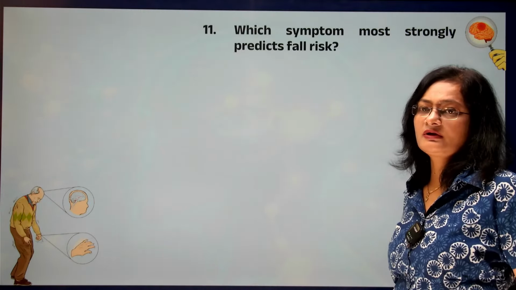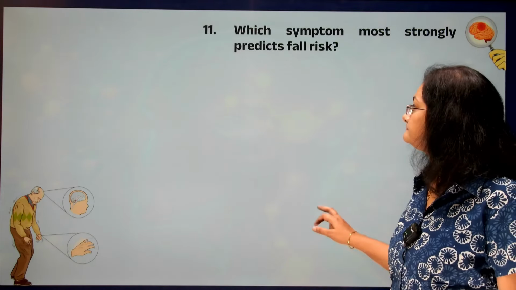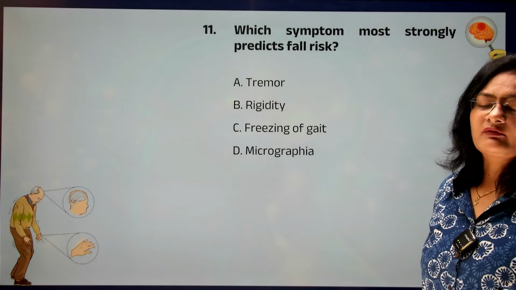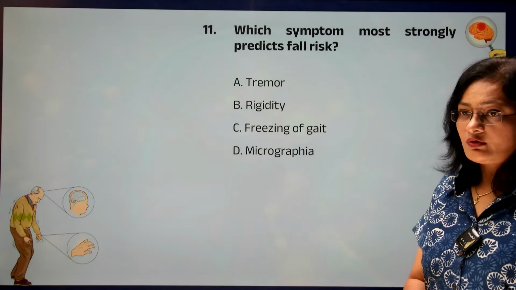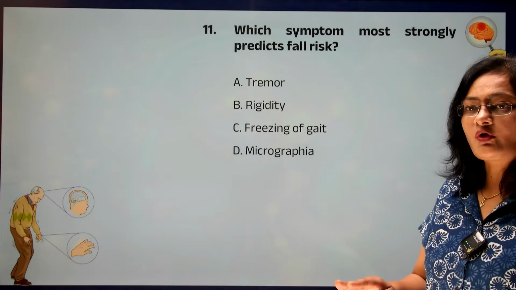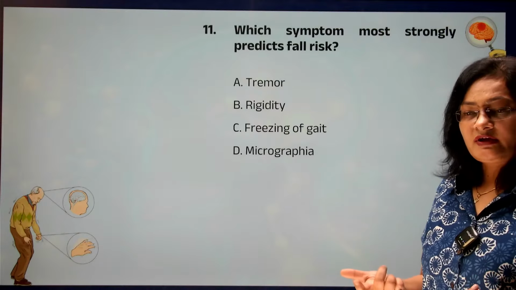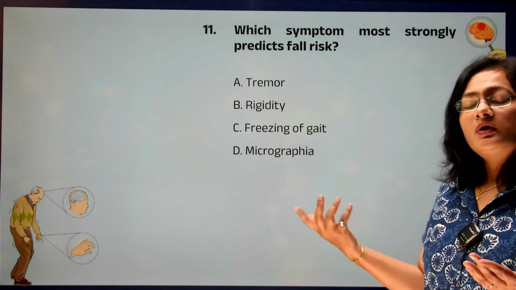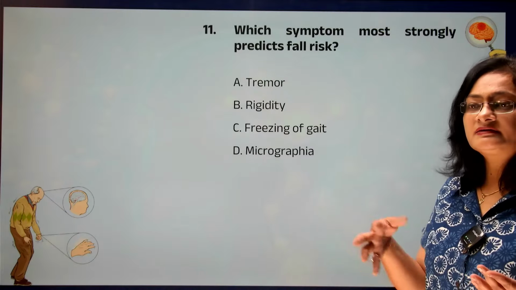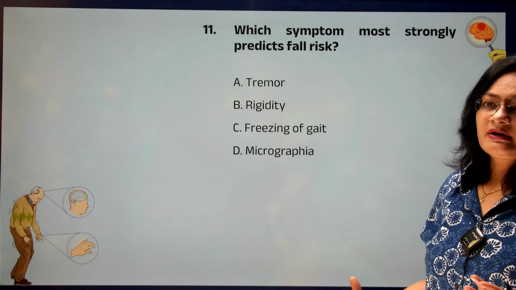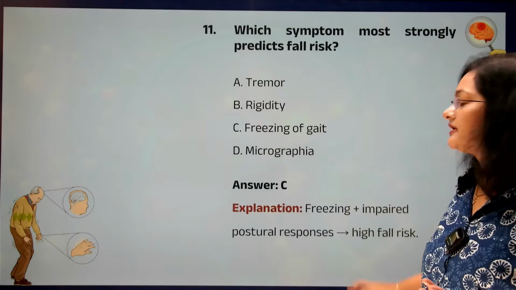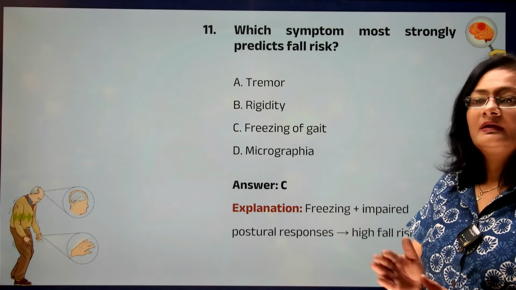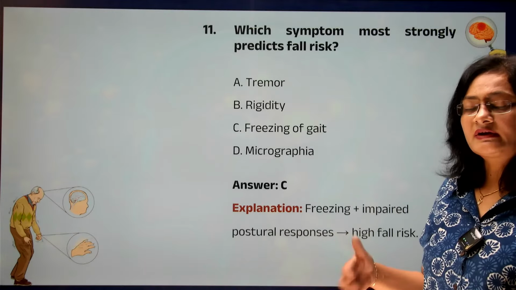Which symptom most strongly predicts the fall risk? Tremor, rigidity, freezing of the gait, and micrographia. Micrographia is related to handwriting, so it will not result in fall risk. Tremors are confined to the upper limb, a pill rolling type of movement, so upper limb involvement will have less risk of fall. Rigidity is presented throughout the body, so our answer will be freezing of the gait. When the patient tries to walk from the freeze posture, it will result in a fall or increased risk of fall.